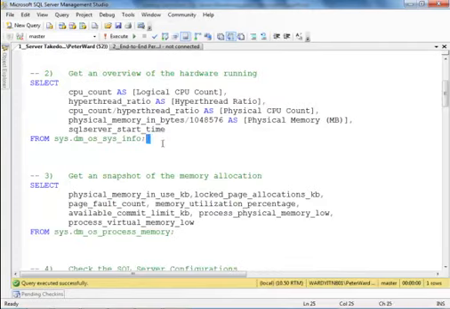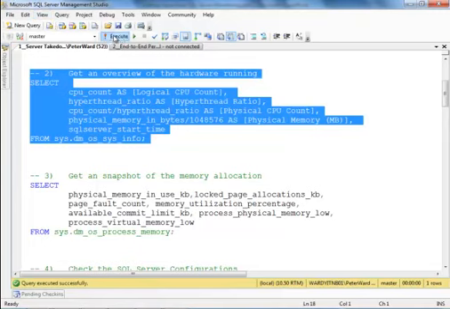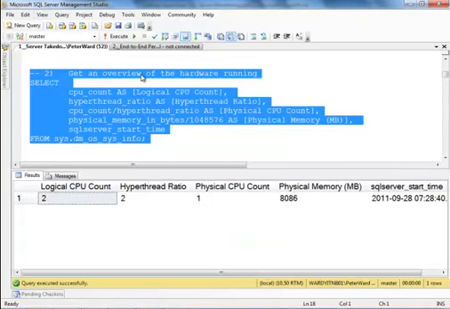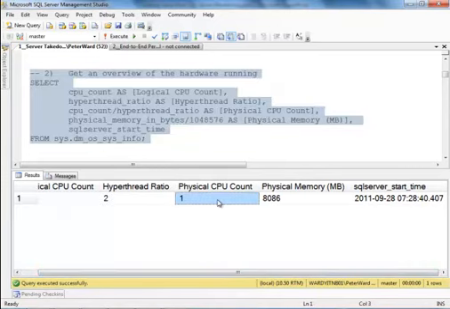So the next thing I'm going to do is get an overview of the hardware that I'm running here. You'll see that on my machine I've got 2 logical CPUs, but I've actually got one physical CPU. So what I've got is a single socket that's dual core, and I can see how much memory I've got, and also when the SQL Server service was last restarted. That's going to tell me how much history I've got inside of my dynamic management views.